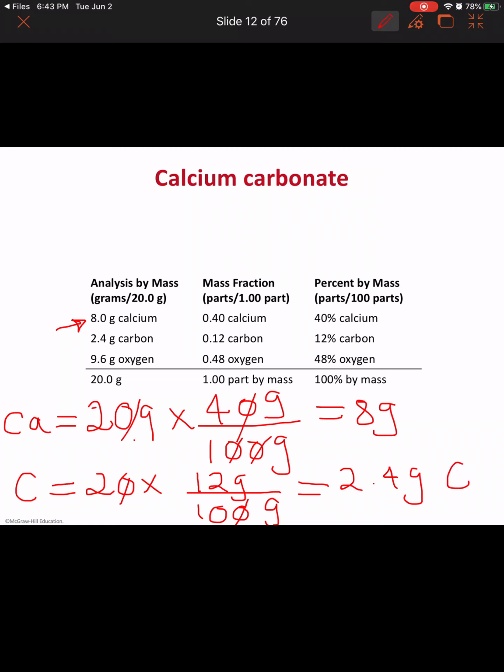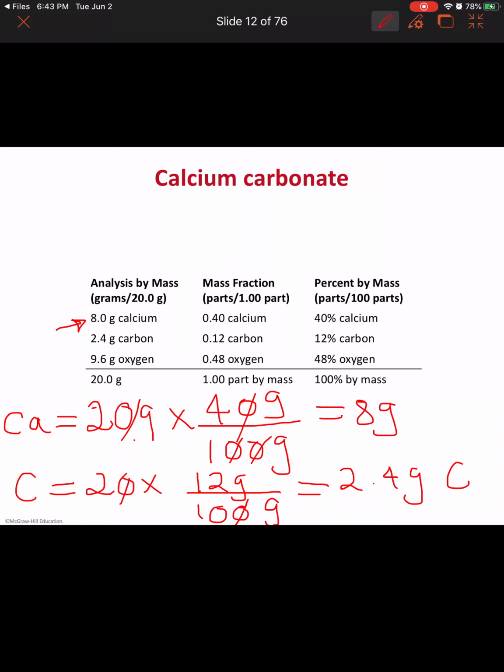Always you know the ratio. If you take 100 grams, that's 40 gram of calcium. You take 100 gram of calcium carbonate, carbon would be 12 grams. So you can find out the ratio. Okay? And same for the oxygen.